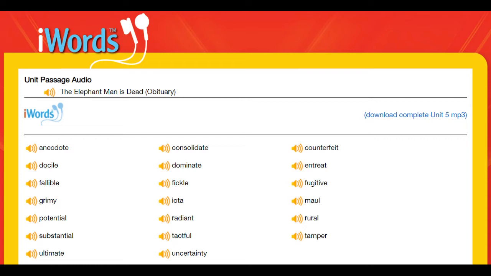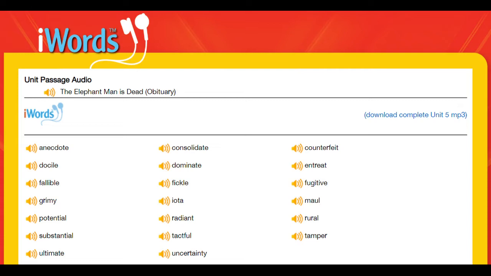Our next word is grimy. Grimy is an adjective meaning covered with dirt or soot. There are few things harder to clean than a grimy oven coated with baked-on grease. Or, if you do not wear gloves when you work in your garden, your hands will quickly become grimy.